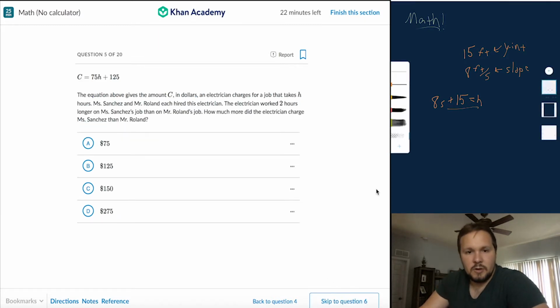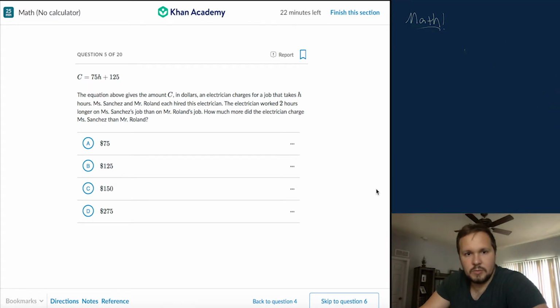Okay, all right, electrician. So here it's just asking for us to determine the difference between two different values put in for h in this equation, right? And so all that we have to do is just go ahead and put in 2 for h and see that it gives us 150, right? Because 75 times 2 is 150. And that's going to be the difference.